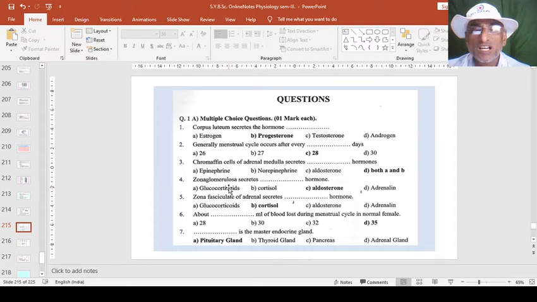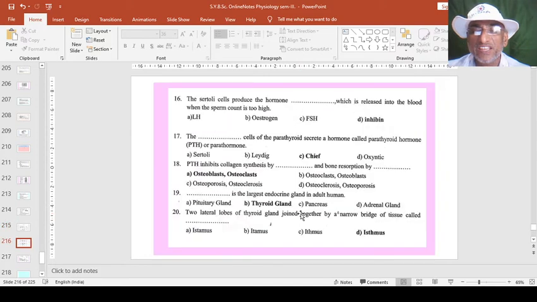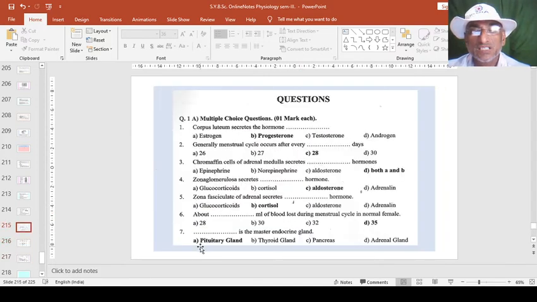Zona glomerulosa secretes aldosterone. We have seen the histology in our previous lecture, and it secretes the aldosterone hormone. Zona fasciculata of the adrenal secretes the cortisol hormone. About 35 ml of blood is lost during the menstrual cycle in a normal female. Dash dash is the master endocrine gland. I told you in the very first lecture on the endocrine glands, the pituitary gland is the master gland of the endocrine system.